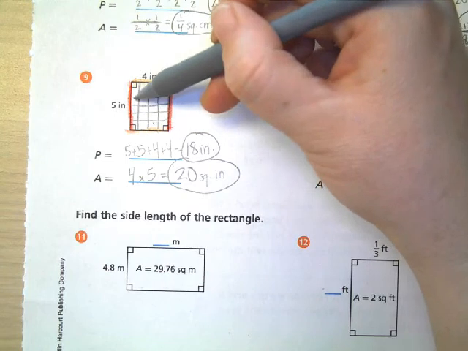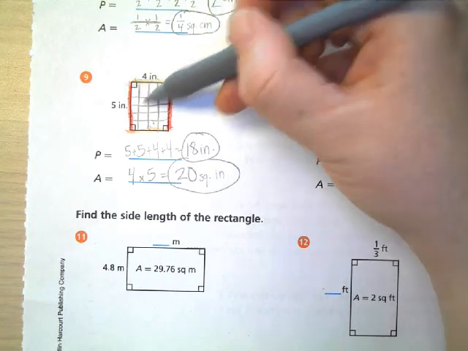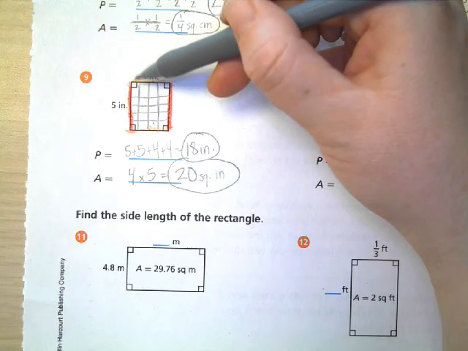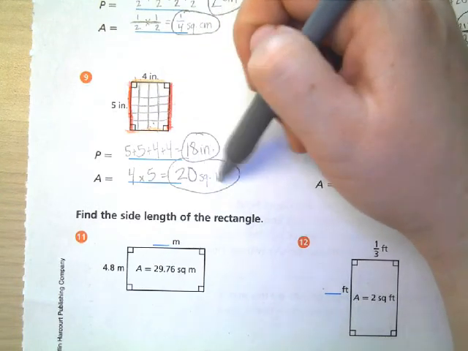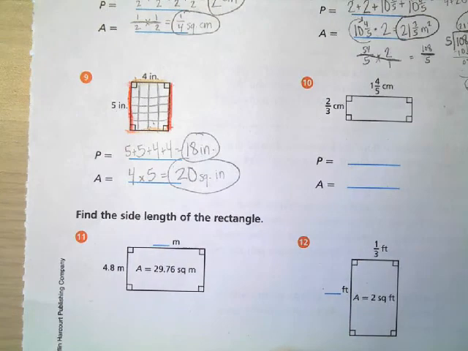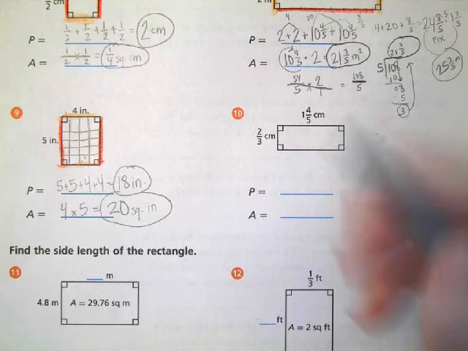One, 2, 3, 4, 5. So I know my boxes aren't perfect, or they're not square exactly, but you get the idea. If I were to count up every single one of those little unit boxes, because I have 4 going left and right, 5 going up and down, I would get 20 little squares in there. That's why it's 20 square inches.